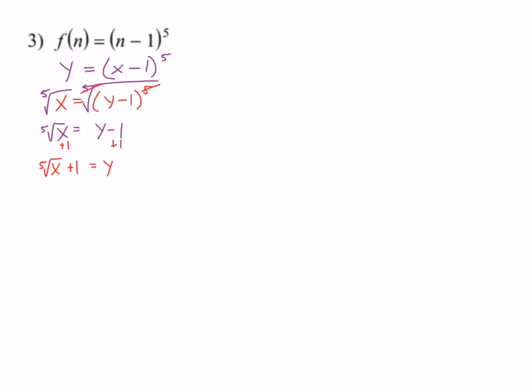And then the official answer: the original function was f. To signify inverse, we use f of negative 1 of n equals the 5th root of x plus 1. The negative 1 signifies the inverse of that function. So f negative 1 of n is the inverse of f of n. So that's how you find the inverse of that function.